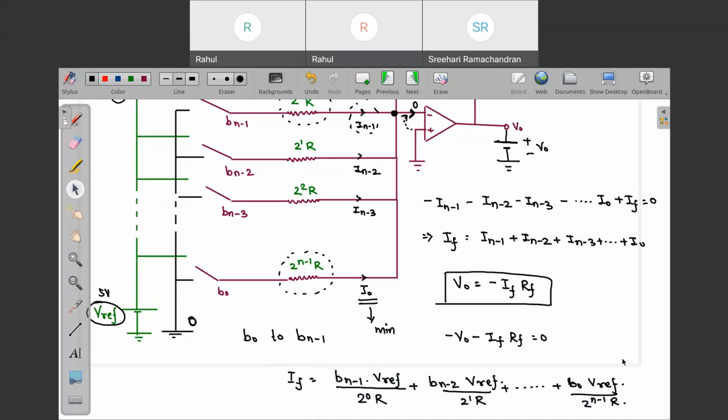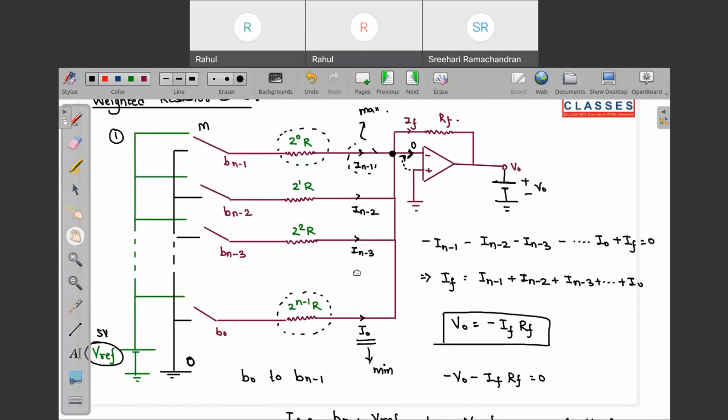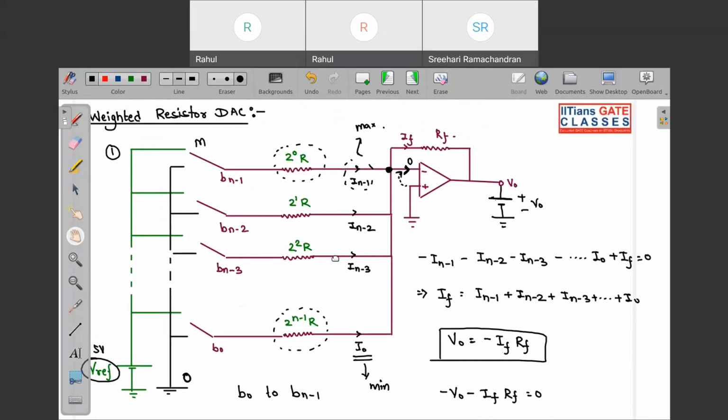So we can substitute this If over here to get the value of V naught. This Rf will also be given. Such kinds of questions will be avoided in your exams, like the PSU exam. And even if it is given, it will be at most a 3-bit question, not more than that. And all these values of Rf and R will be given.